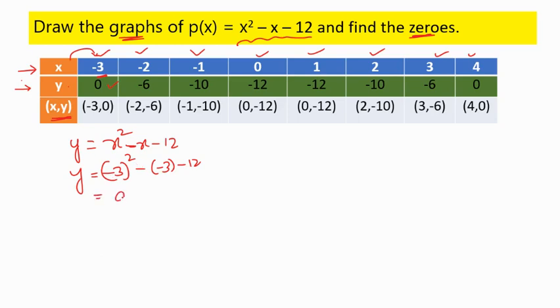Minus 3 square value is plus 9, because minus 3 square can be represented as minus 3 into minus 3, which is plus 9. Minus of minus is plus 3, minus 12. So 9 plus 3 is 12, and 12 minus 12 is 0. So when x is minus 3, y value is 0 and the point is minus 3 comma 0. Now we will replace x value as minus 2 and we'll get the y value.